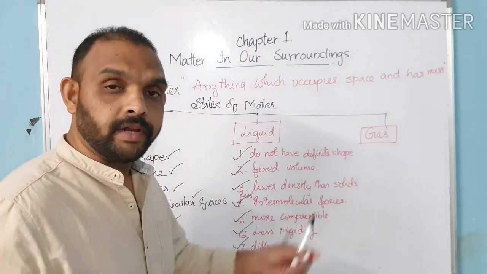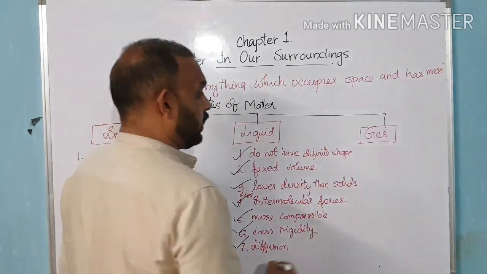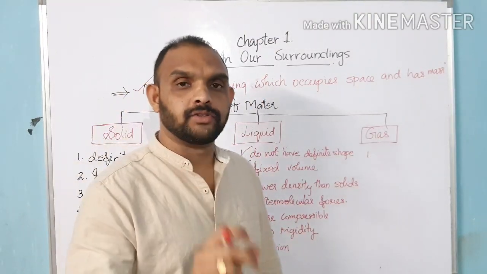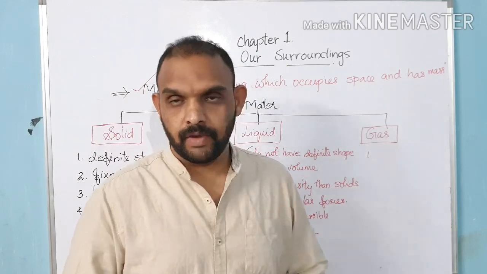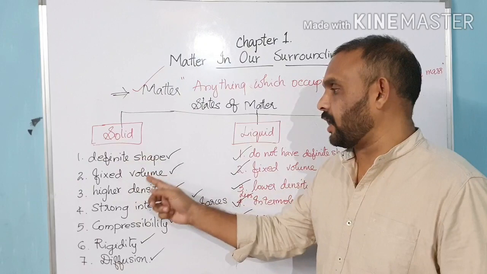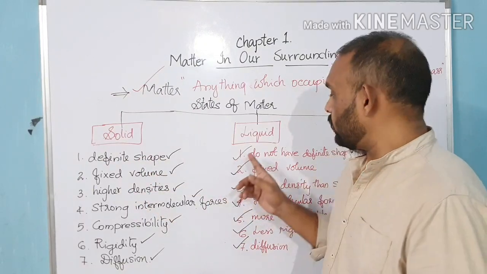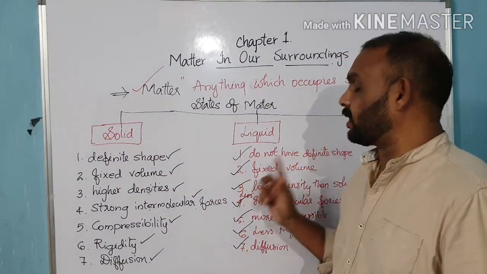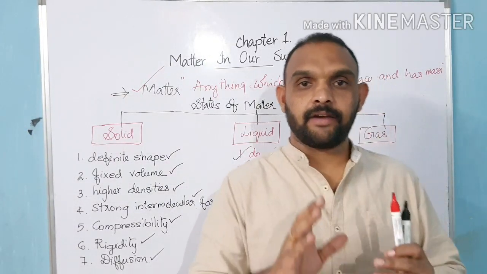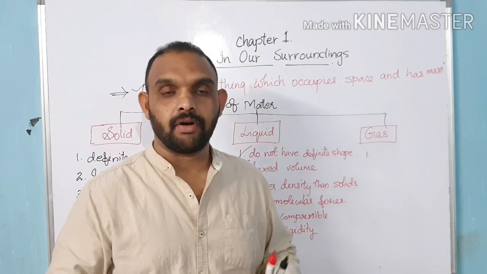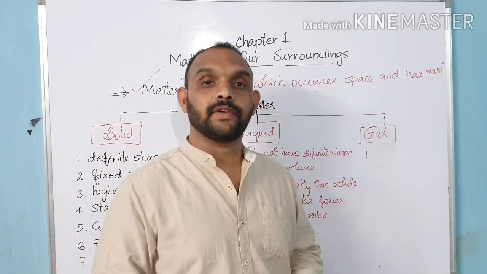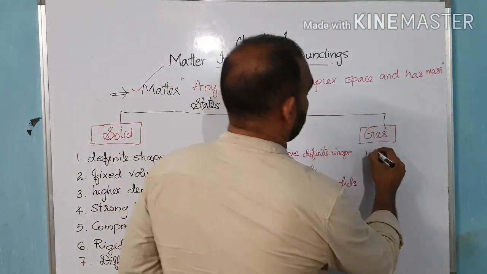Now, moving to the gaseous state. In the case of gas, what would be the first and second property? We have seen that in the case of solids, the first and second is definite shape, fixed volume. Here, liquids do not have definite shape but have a fixed volume. In the case of gases, gases have neither definite shape nor definite volume.